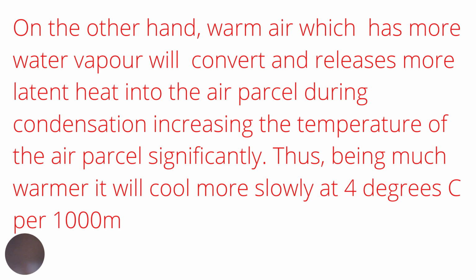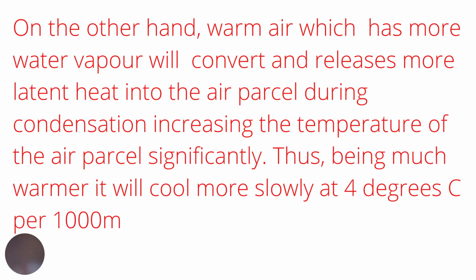And since it is holding more water vapor, more heat, more energy is now going to be released into the air parcel. And so the temperature of the air parcel is now going to increase significantly. As such, after condensation has taken place and the air parcel heats up, the rate of change of temperature with height, the rate at which the air parcel will be decreasing in temperature with height, will be 4 degrees Celsius per 1,000 meters.